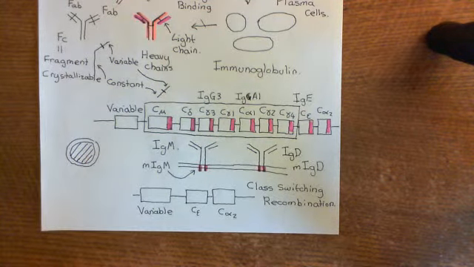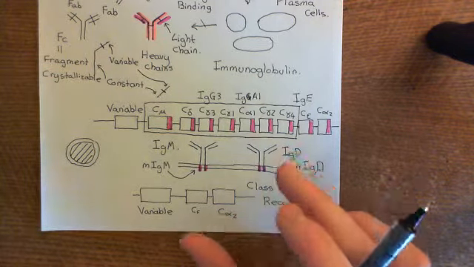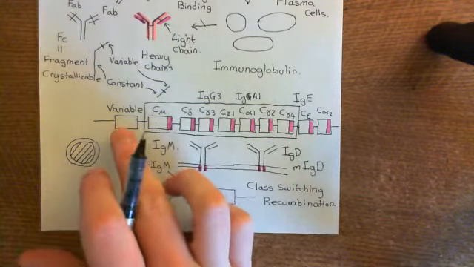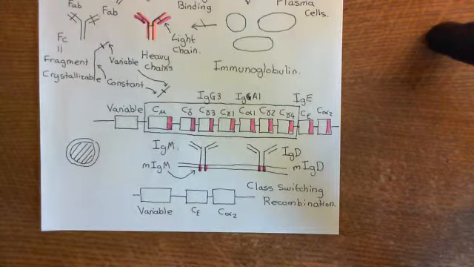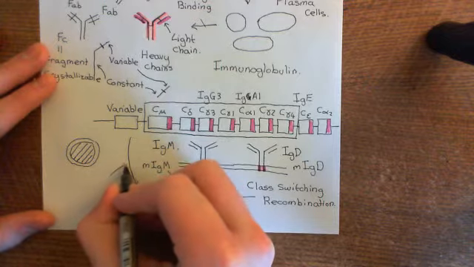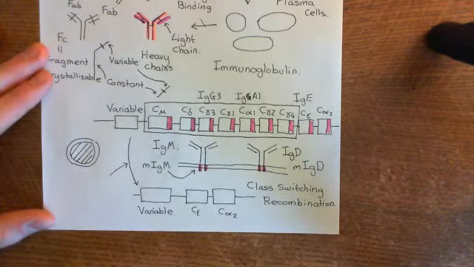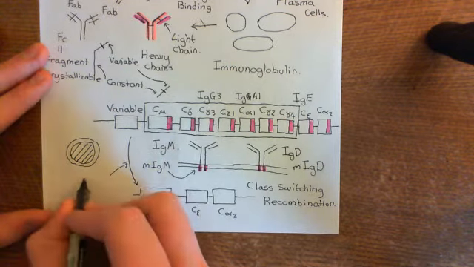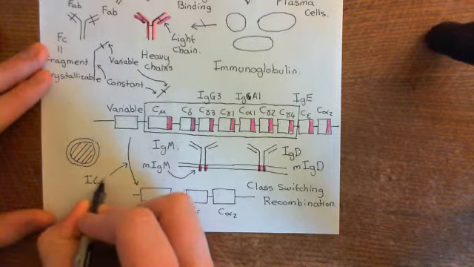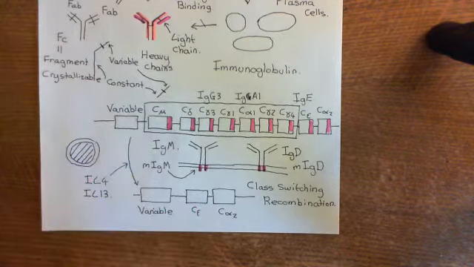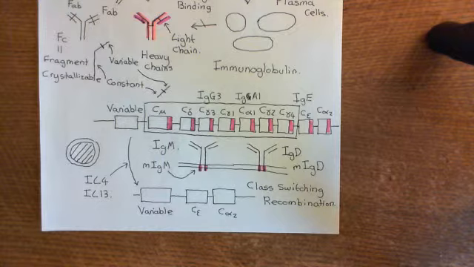Okay, so what can trigger this form of class switching that I've shown here, i.e. chopping out this entire lump here so that the constant epsilon region is opposed to the variable exon up here? Well, there are two cytokines that are very good at triggering germinal center B cells to class switch so that they will now produce IgE immunoglobulins, and those are interleukin 4 and interleukin 13. So interleukin 4 and interleukin 13 will drive these germinal center B cells to class switch so that they now express IgE antibodies.